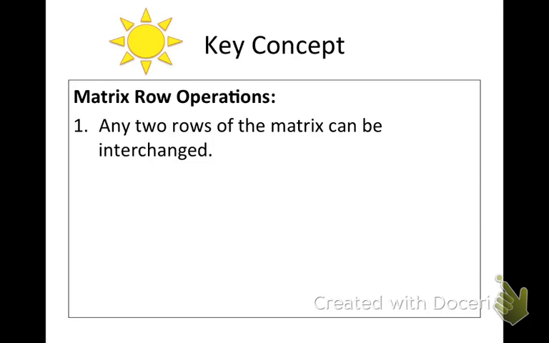Any 2 rows of the matrix can be interchanged. All right. So I can take row 2 and I can move it to row 1 and bump row 1 to row 2. So I can interchange any of my rows. I cannot interchange any of my columns. Rows can be interchanged. That's rule 1.